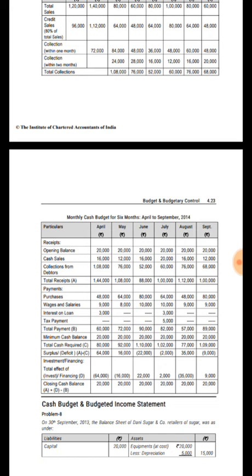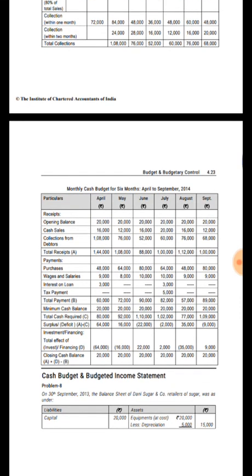Now we will start doing one column. Opening balance was given here. Now just total receipt, and total payment is how much? 48,000, 9,000 and 3,000. Total payment is 60,000. Minimum cash balance required is 20,000. So total cash required is 80,000.